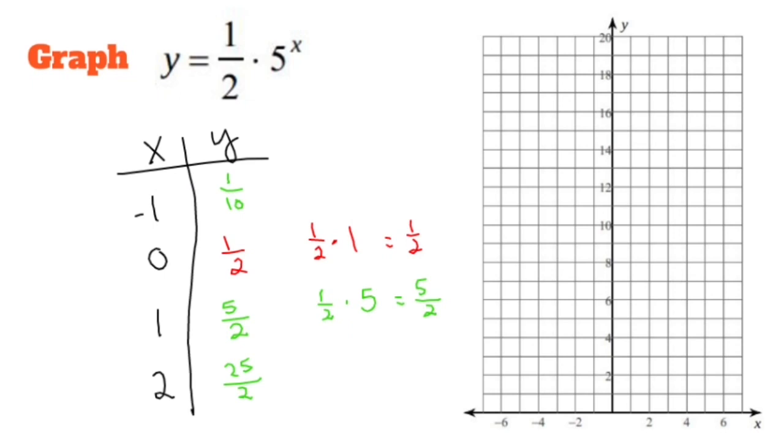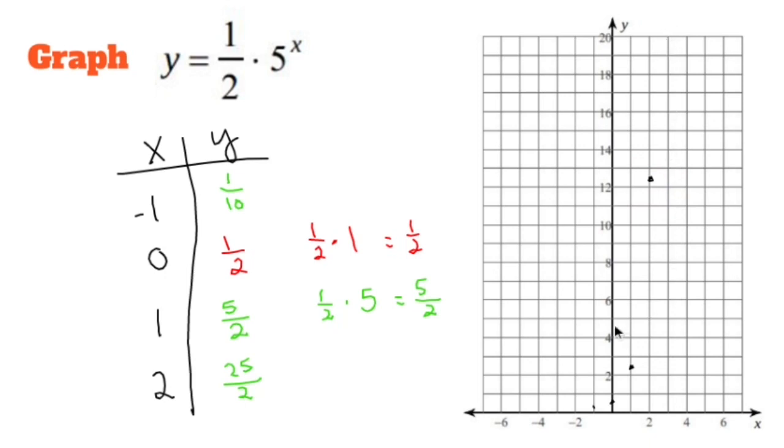So that allows me to draw a few points. So -1 is basically 0. I mean, 1/10 is close enough to 0. Then 0, 1/2. 1, 2/5 is 2.5. 25 over 2 is 12.5. And if I were to multiply by 5, I'd definitely run out of space.